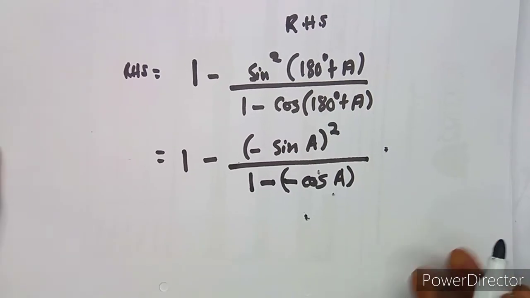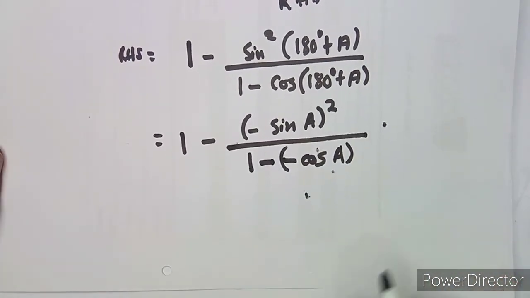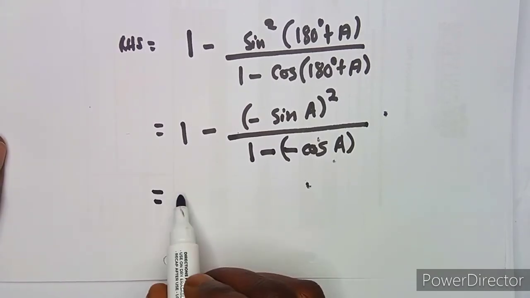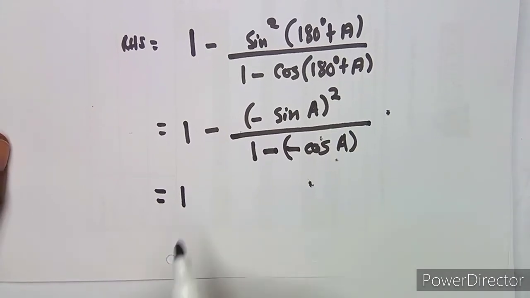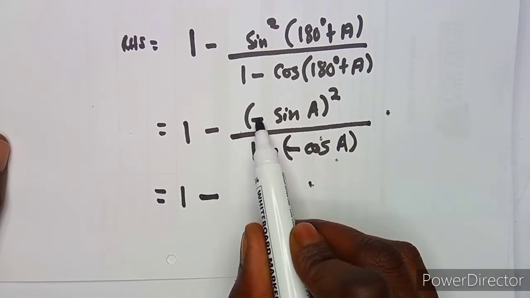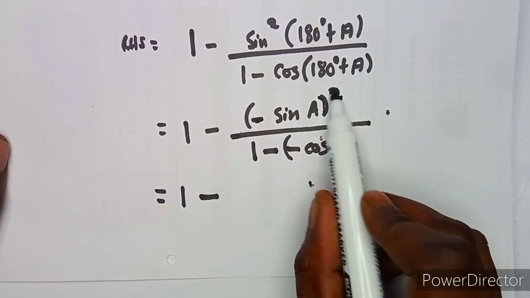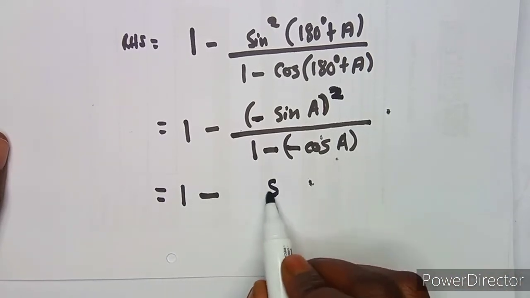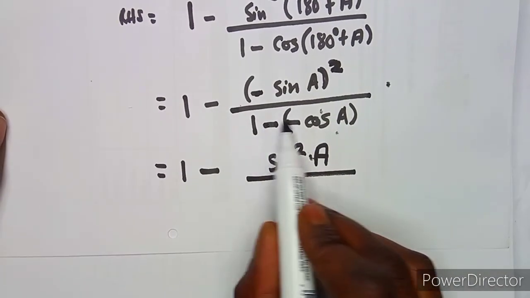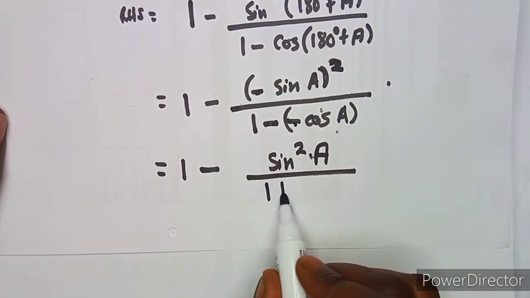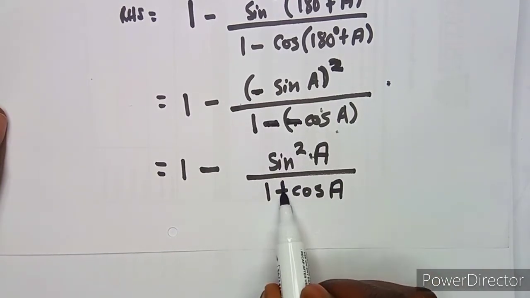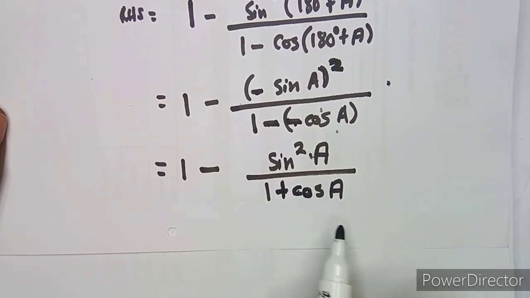Therefore, let's see what we are going to have at the end. This is going to be 1 minus, we have got a negative here, so this is minus sine, and this is squared, as you can see. So it's going to be sine squared a over, minus and minus, which is a plus, so it's going to be 1 plus cos a, like this. This is a minus and a minus, so it's going to be 1 plus cos a, like this.